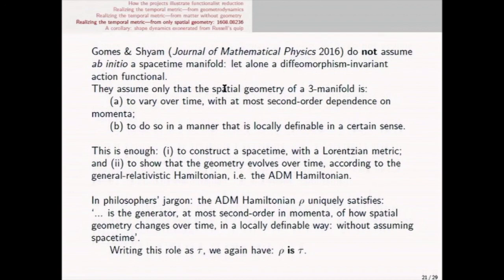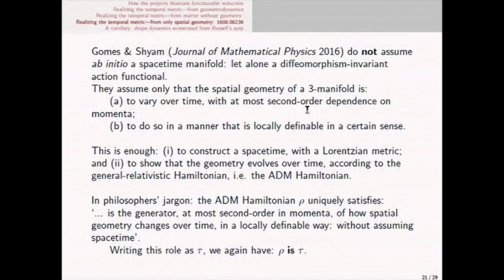Let me just say that Vasu and I were motivated by slightly different objectives. I was thinking of shape dynamics, and Jeremy will tell you a little bit more about shape dynamics in the last 5 to 8 minutes, if I can finish quickly enough. And Vasudev was motivated by holographic theories at infinity that also exist in less space-time dimensions. But we only assume that the spatial geometry of a 3-manifold is to vary over time with at most second-order dependence on momenta. This will become a little bit clearer in what follows.